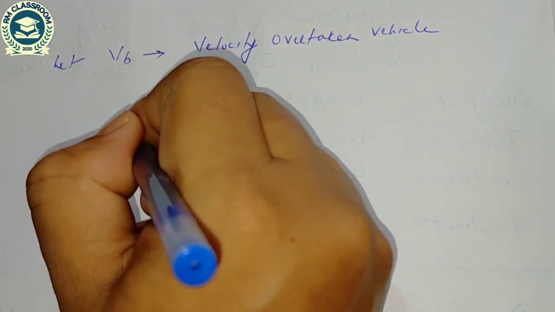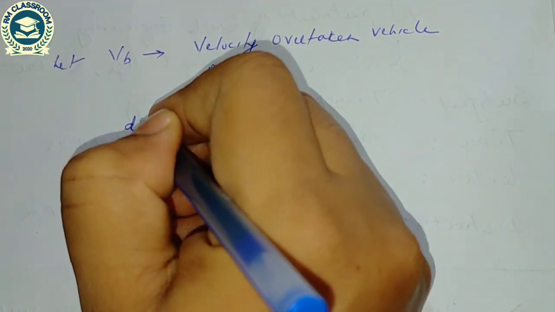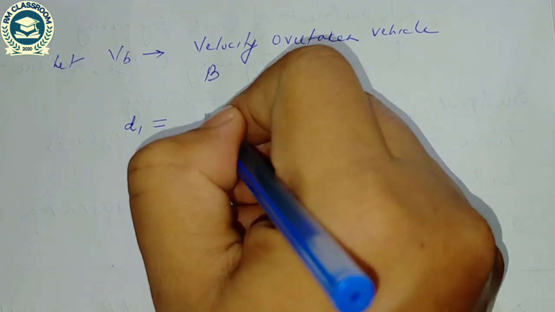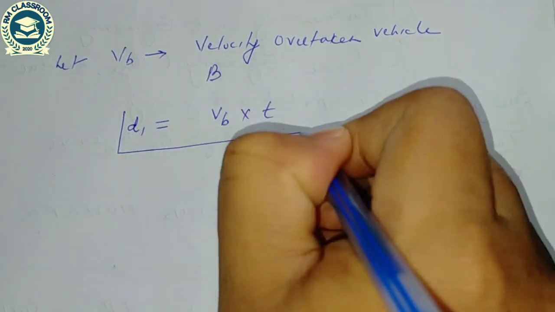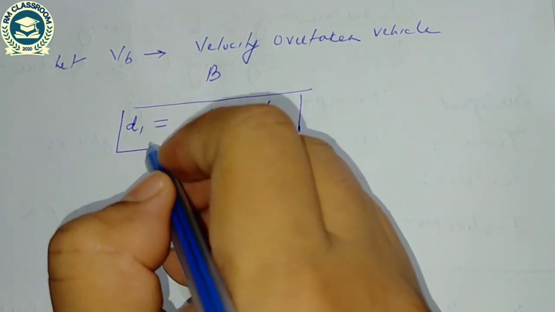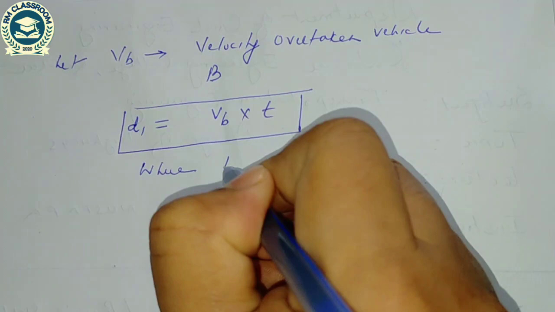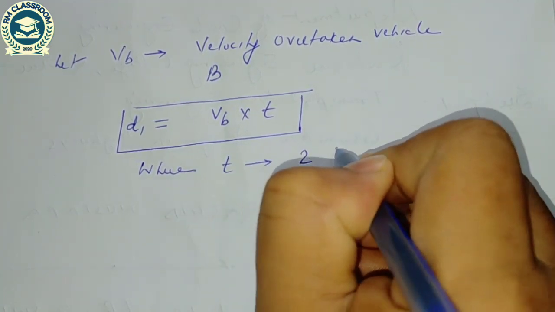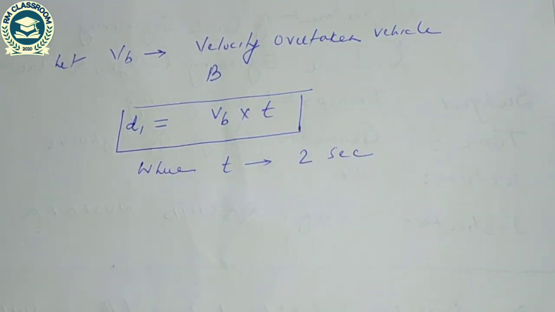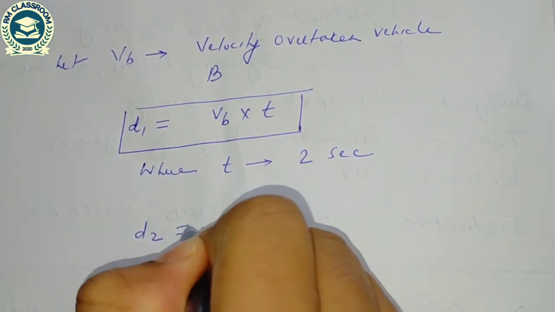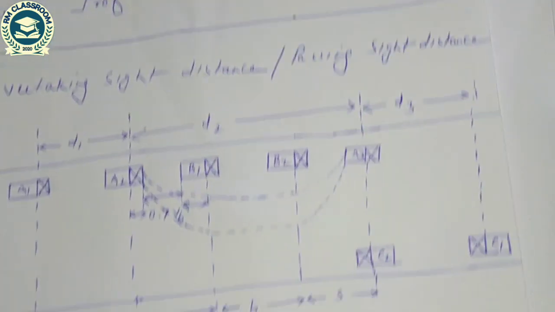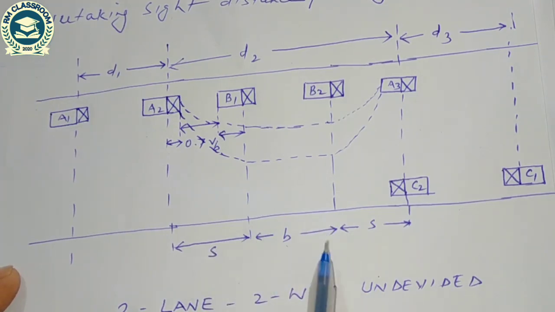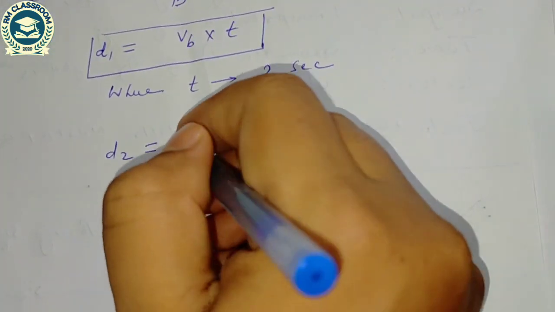D1 can be written as the distance covered by the vehicle B, which is just speed into time, where t is according to IRC 2 seconds. And D2 can be written as D2 is equal to b plus s plus b plus s, that is b plus 2s.